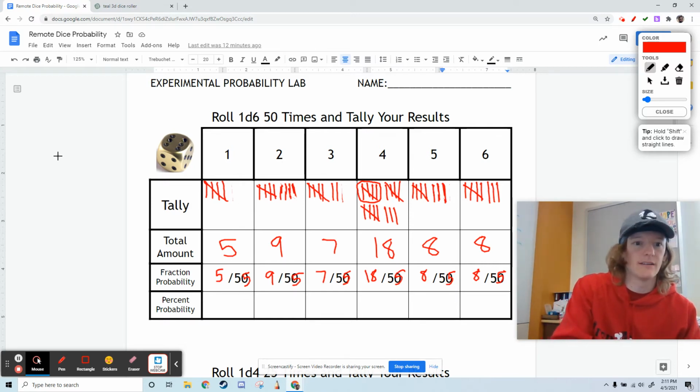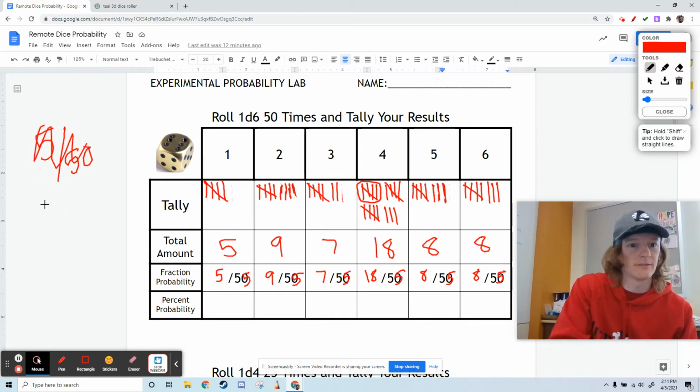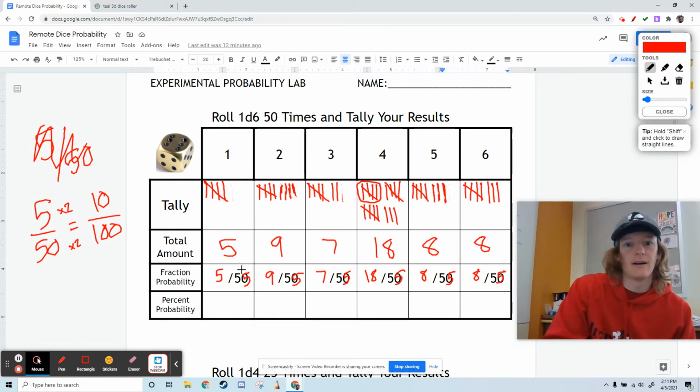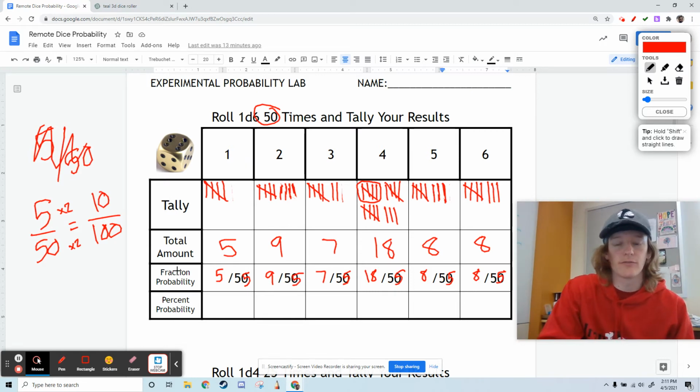If we had, let's say I did it right, we had 5 out of 50. Let me write it, 5 out of 50. How much per 100% would this be? Well, the denominator, we do times 2. So we would just do times 2. That would be 10%. Okay? So on your D6, if you're doing 50 times, to go from fraction to your percent, you just have to double this number.